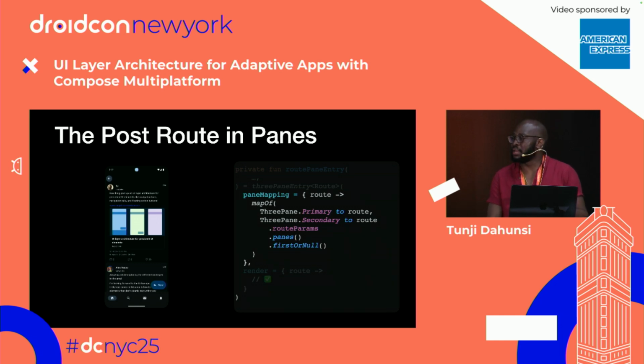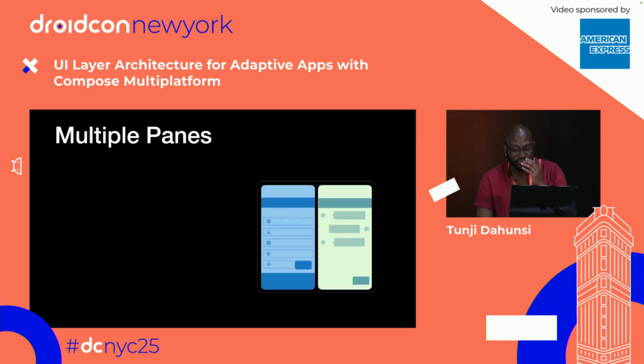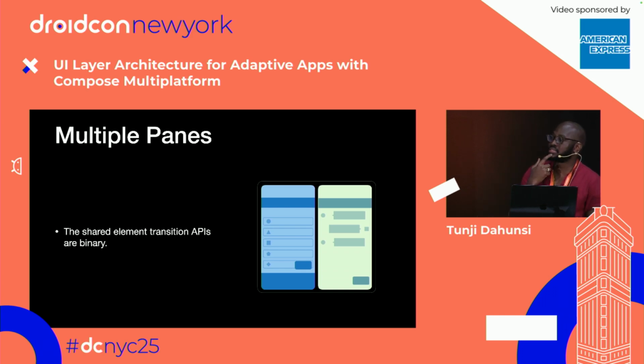Remember that I had a pane mapping before and I hadn't done anything with it yet? Well, let's get busy. Let's actually do stuff with it. So let's tackle multiple panes. Now, the interesting thing about the shared element transitions APIs is they're very binary. Something is either visible or it's not. And this works well if you're working with just one screen. But if you have two screens showing simultaneously that are trying to use the same key for the shared element transition APIs, if you actually try this, it'll break. The shared element transition APIs will only render one, and then the rest will just be blank screens.